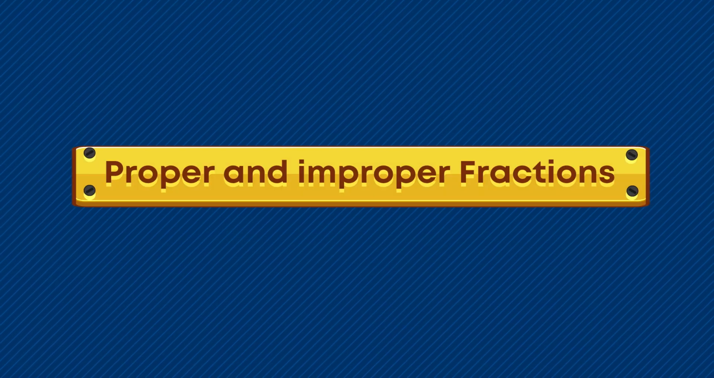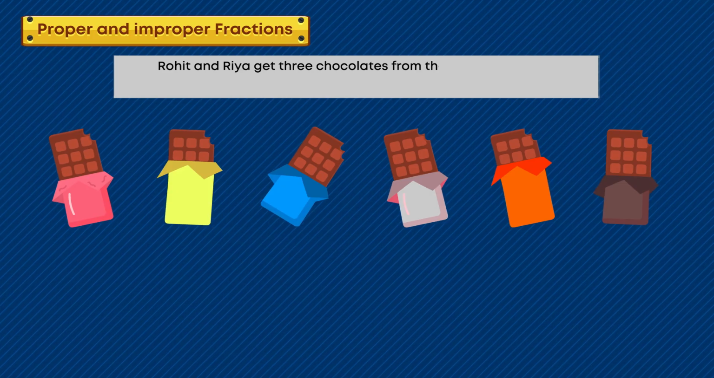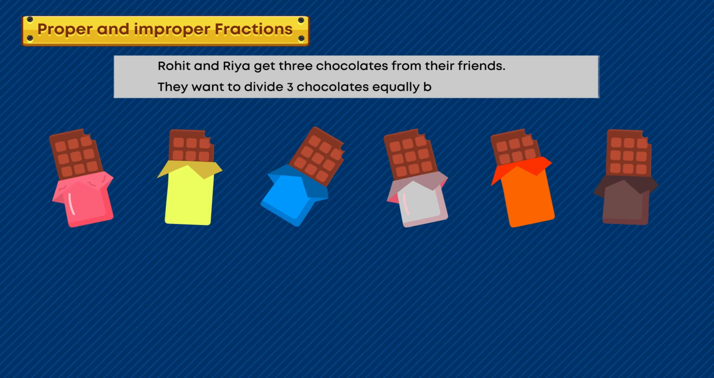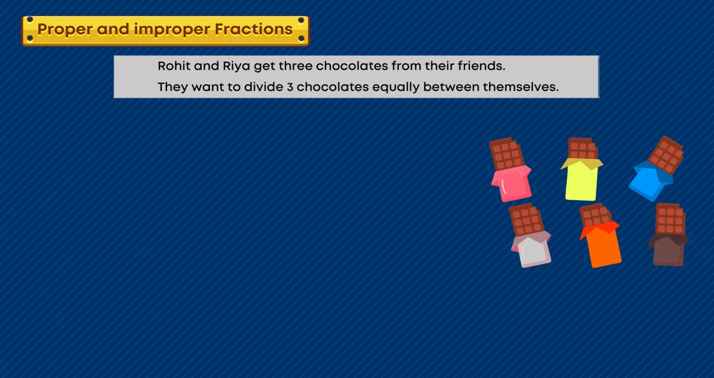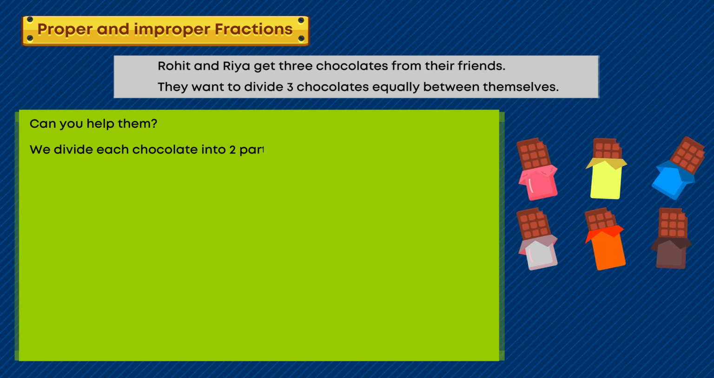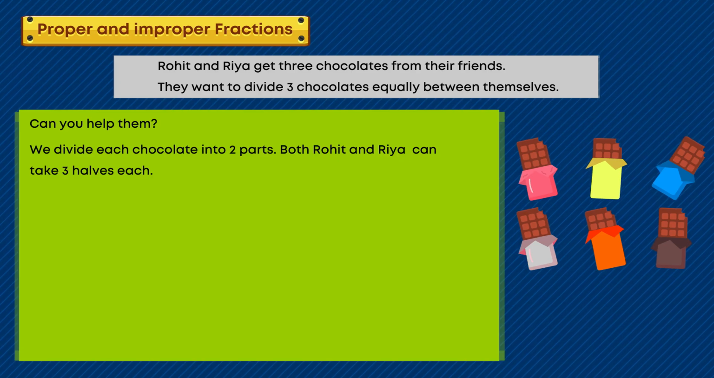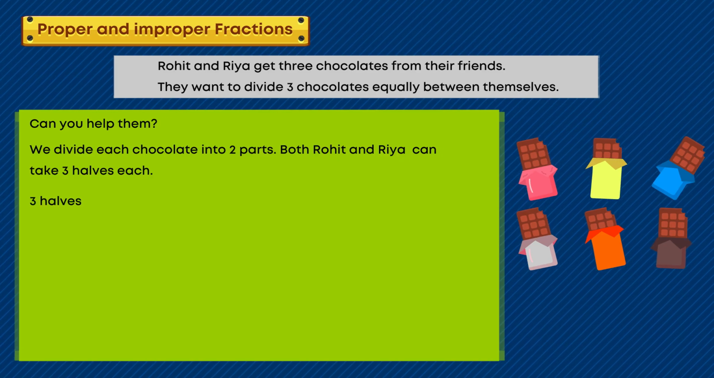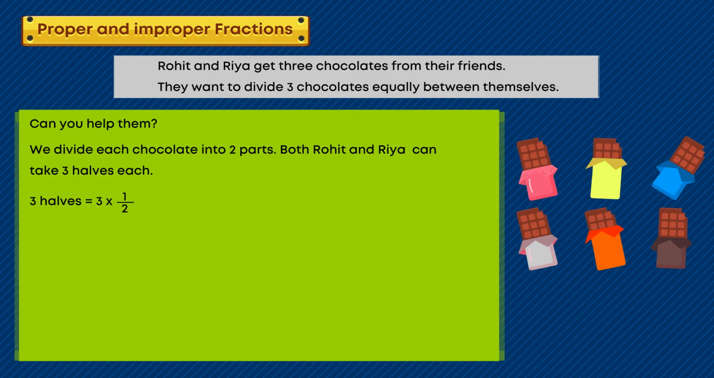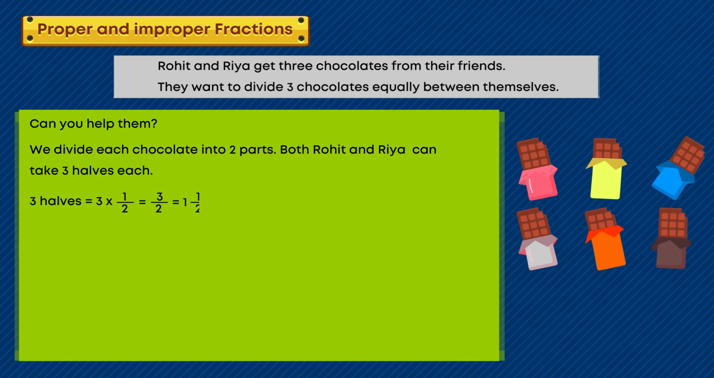Proper and improper fractions. Rohit and Riya get 3 chocolates from their friends. They want to divide 3 chocolates equally between themselves. Can you help them? We divide each chocolate into 2 parts. Both Rohit and Riya can take 3 halves each. 3 halves is equal to 3 into 1/2 is equal to 3/2 is equal to 1 1/2.